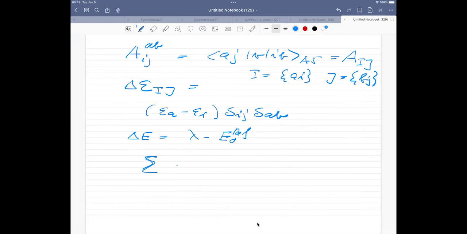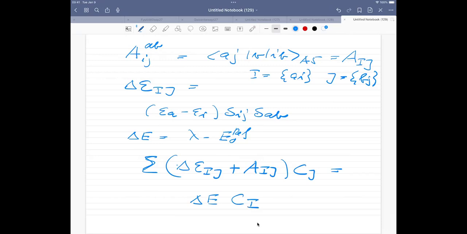And then I have the delta epsilon Ij plus these matrix elements Aij multiplied with the coefficient Cj. And this is simply going to be equal, since on the other side I have the configuration AI, to this delta E times C of I. This lambda does not need to be the ground state. It could be another state. And that means that the coefficients would correspond to an excited state.